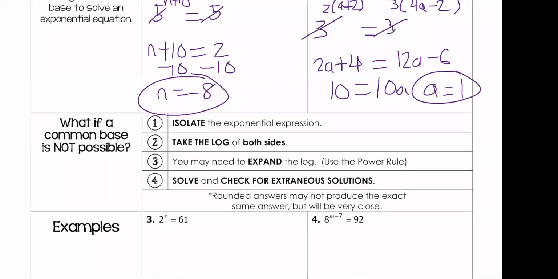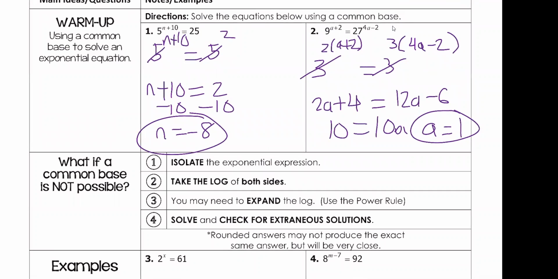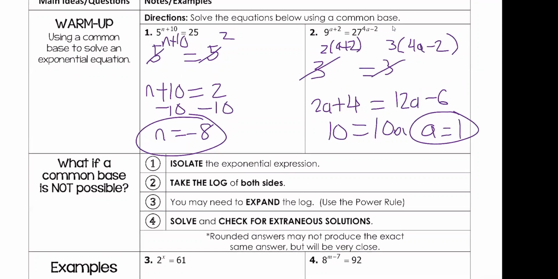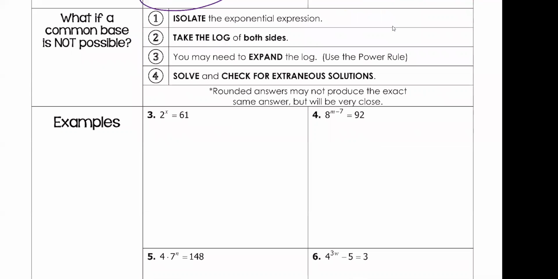If you notice you can do it with a common base, it's always fair game. Usually this might be easier to do, especially if you didn't have a calculator that can do logarithms. But realistically, this method only works in special cases like this common base.